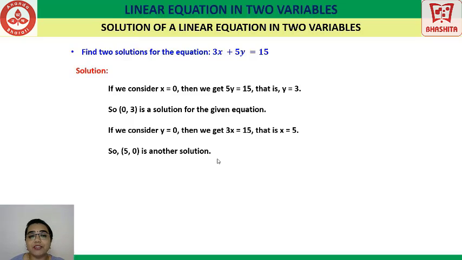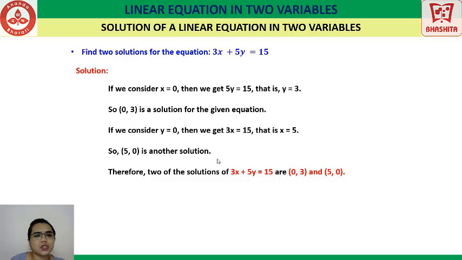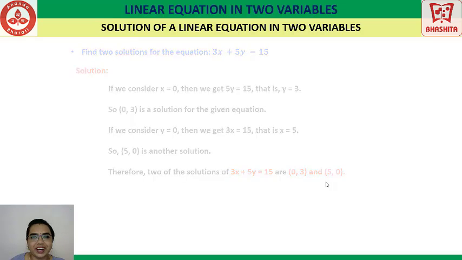Like this we can have numerous solutions. It is not compulsory for you to get the answer as only these two. You can have so many solutions which will satisfy this given linear equation. So the solutions that I got for 3x plus 5y equal to 15 are 0 comma 3 and 5 comma 0. I hope this is clear to you. Let us move ahead.